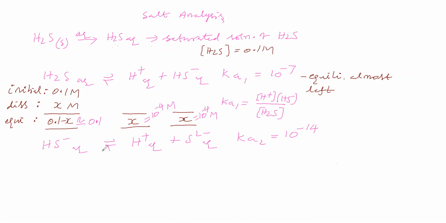Next equilibrium we will see. Bisulfide on ionization gives H plus and sulfide. For this, the equilibrium constant is 10 power minus 14. Now, initial concentration of bisulfide is 10 power minus 4 molar. It undergoes dissociation. Suppose Y molar. So at equilibrium, concentration of HS minus is 10 power minus 4 minus Y.